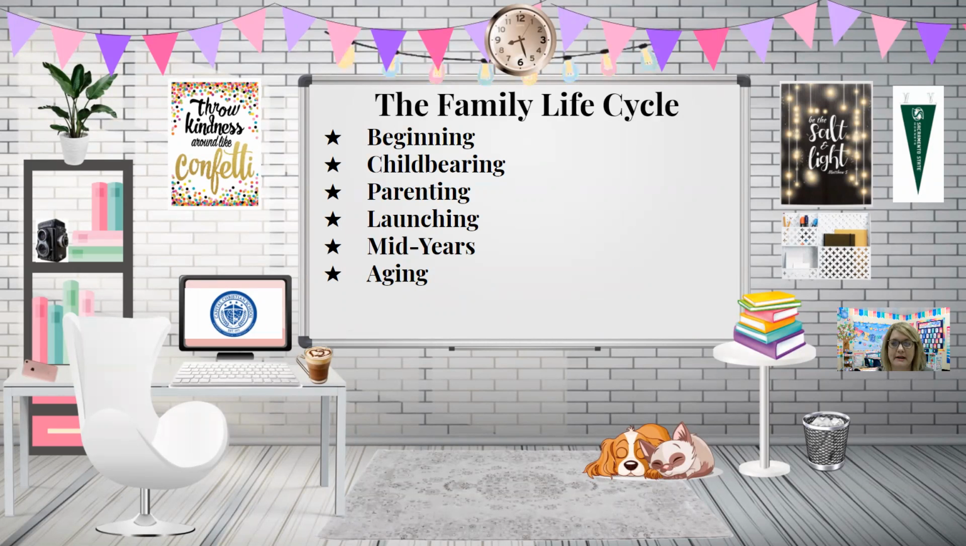So let's talk about the family life cycle. Parents and children go through similar stages, and it's called the family life cycle. And of course, there's 6 of them. And in the beginning, it's just when the couple is just 2 people, and that's the beginning stage.